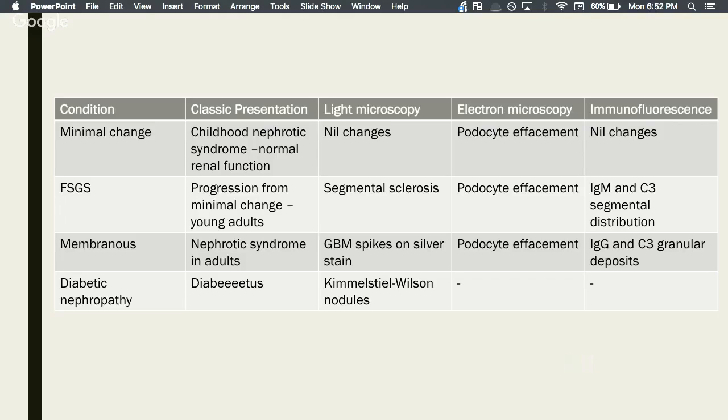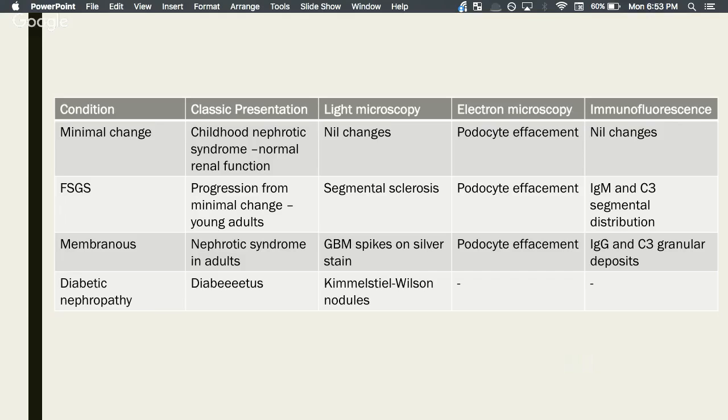FSGS, that's basically minimal change disease for young adults. It's a little bit worse. They have segmental sclerosis on light microscopy and podocyte effacement again on electron microscopy. And on immunofluorescence, they have IgM and C3 segmental distribution.